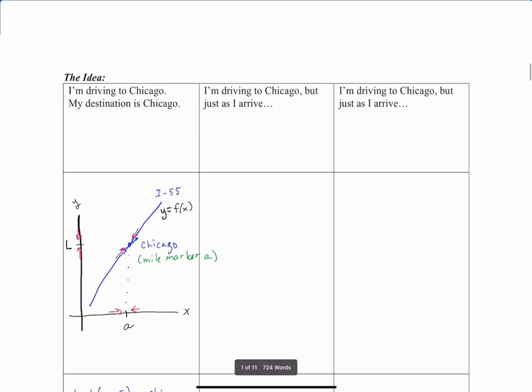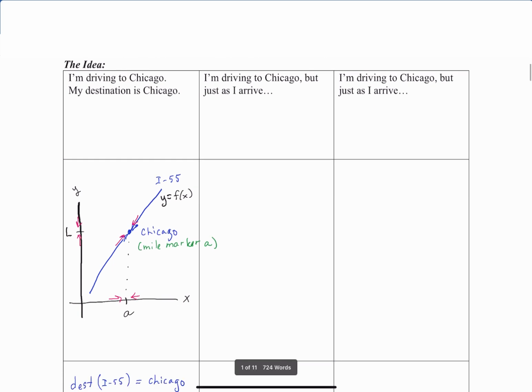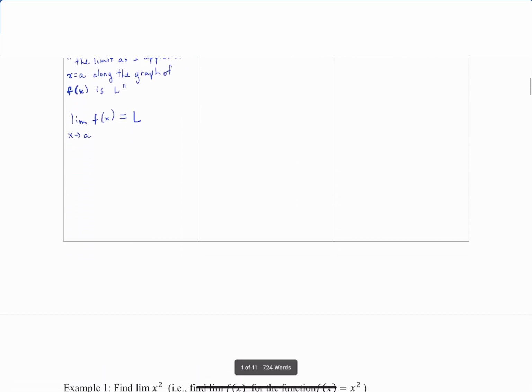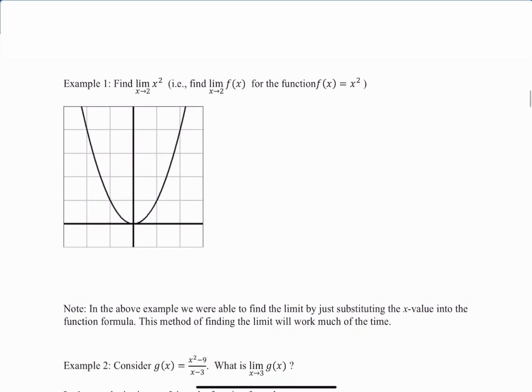As you can see, there's two other scenarios that I'm going to have us look at. But before we get to those, let's see an example. Let's find the limit as x approaches 2 of x squared. Here we've put the function formula in for the name of the function. So another way to phrase this would be to say, find the limit as x approaches 2 of f of x for the function f of x equals x squared. But you can see it's shorter to just put the function formula in after the limit notation.